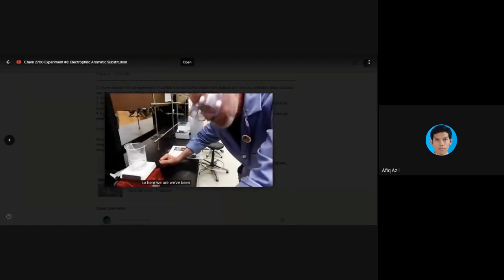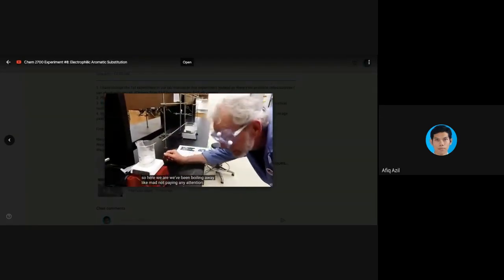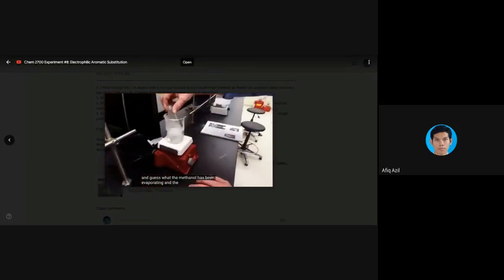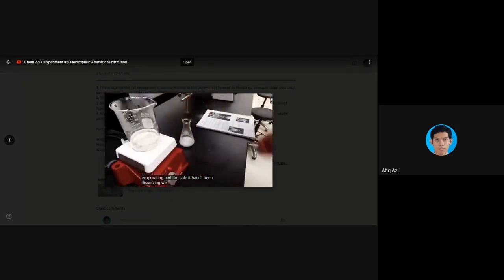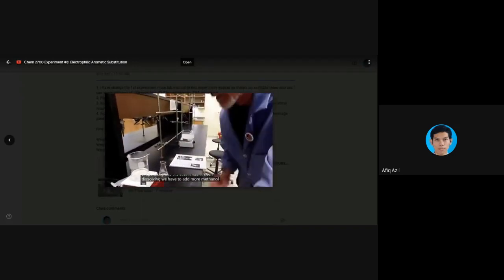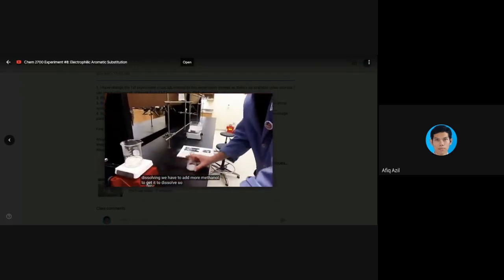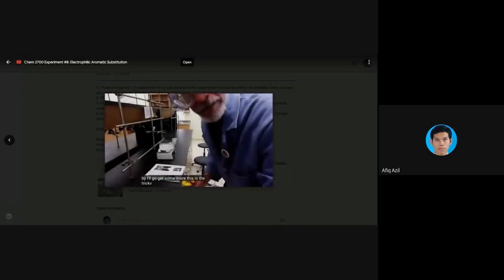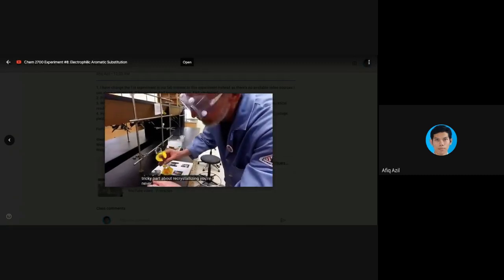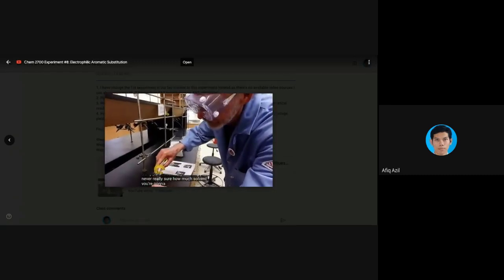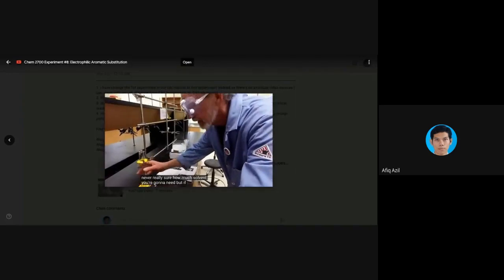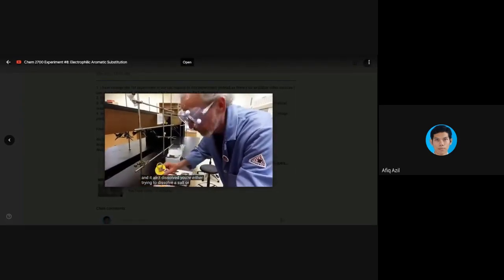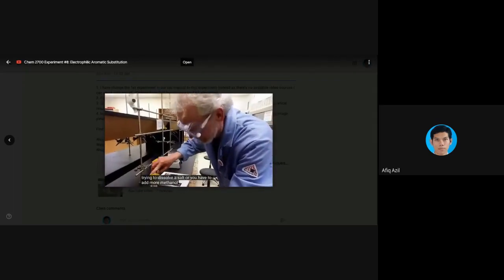So here we are, we've been boiling away like mad, not paying any attention at all. And guess what? The methanol's been evaporating and the solid hasn't been dissolving. We have to add more methanol to get it to dissolve. So just stand by, I'll go get some more. This is the tricky part about recrystallizing. You're never really sure how much solvent you're going to need, but if it's boiling and it ain't dissolved, you're either trying to dissolve the salt or you have to add more methanol.